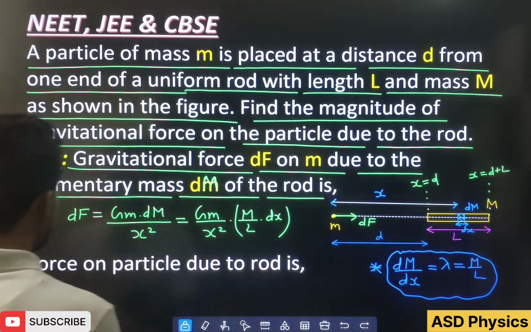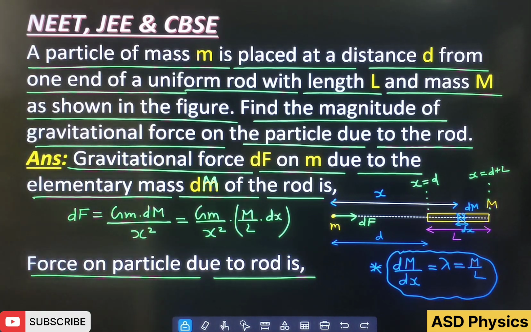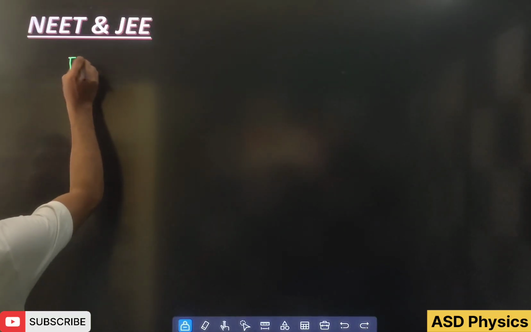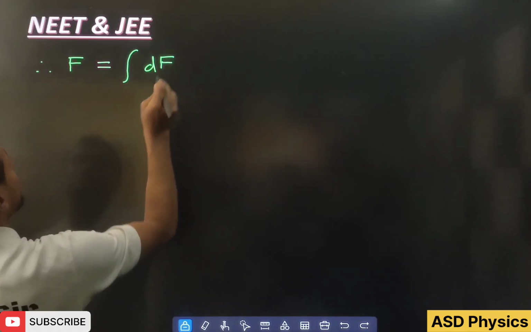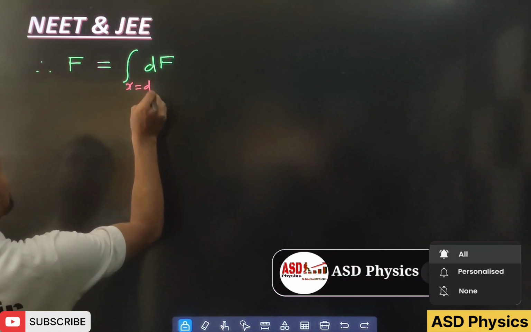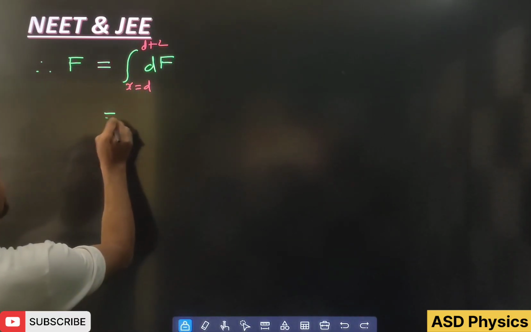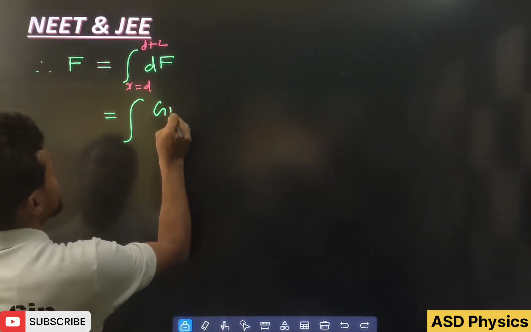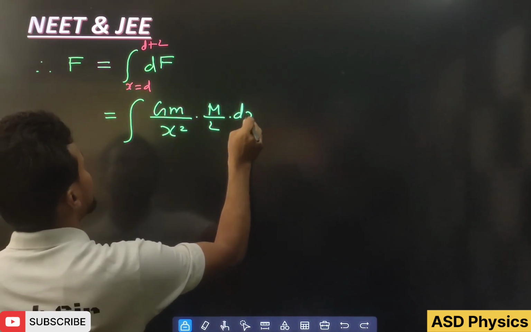Now kindly see, force on the particle due to the rod is given by. In the next page we will do the integration. So we can write F equal to integration of dF. Where to where we have to put the limits? As I have told you very well, we have to put the limits from x equal to d to d plus L. Great. Now we'll put in the value of dF. What is the dF value here? Can you see? GMm by x square into M by L into dx.